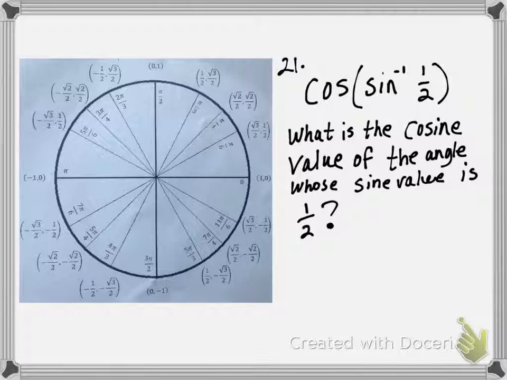And it's saying, what is the cosine value, again on the ordered pair, of the angle whose sine value is 1/2? So we know that sine is going to be in quadrants 1 and 4. This is positive. So we're looking for the sine value that is 1/2, which is right here. And we look right over next door, and there's our x value right in front of it. And that is our cosine value, which is, you guessed it, square root of 3 over 2.